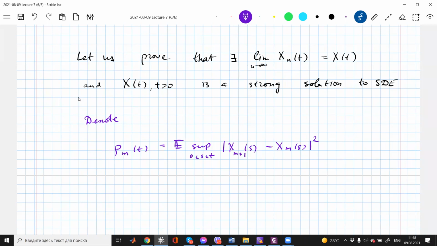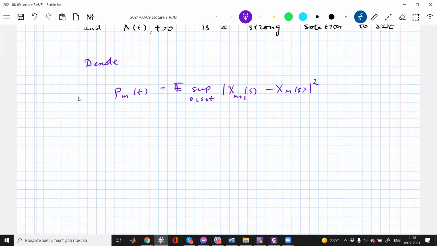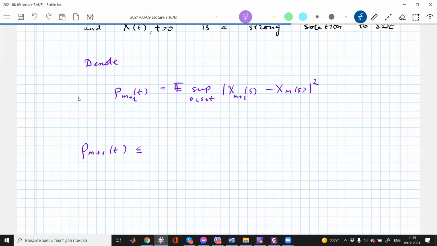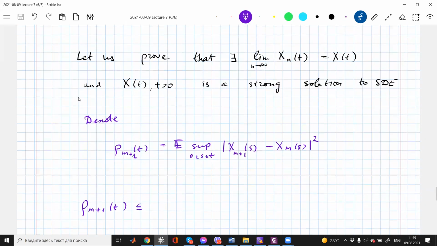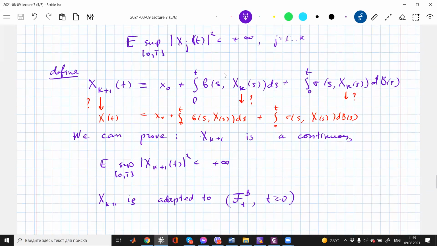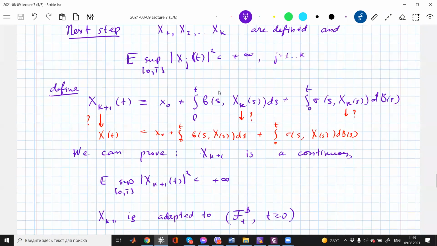Okay, let's consider such functions. So I will obtain some inequalities for them. So let us consider m plus first one. Let me write here m plus first. So I want to estimate this part. So here again I use the Burkholder-Davis-Gundy inequality as well, and the same procedure as we have done before when we proved this part, but we will consider just the difference of two functions.